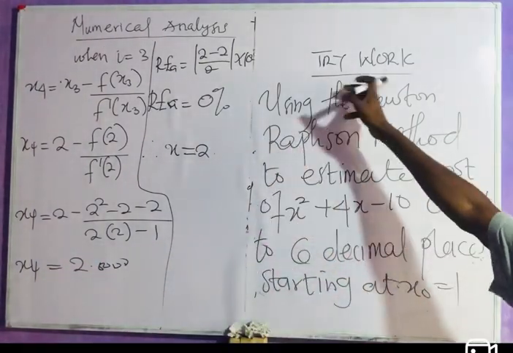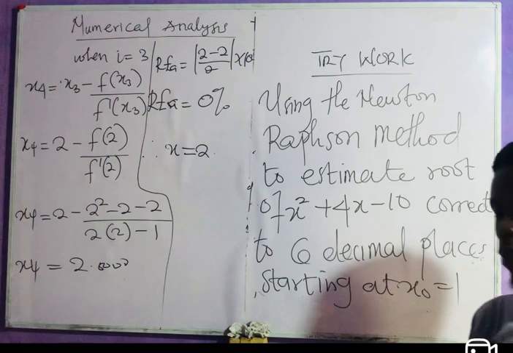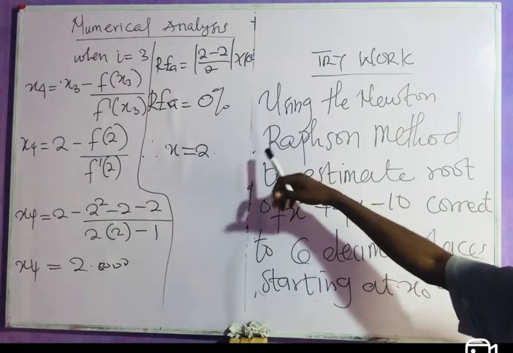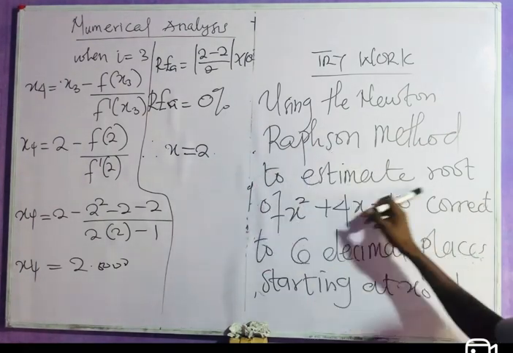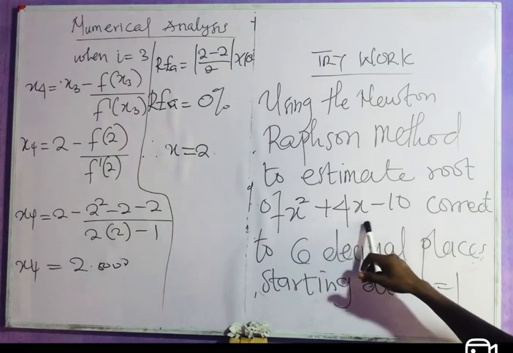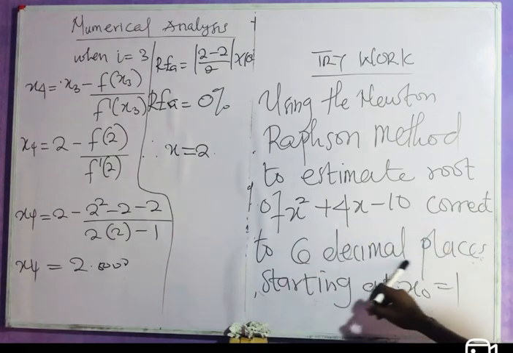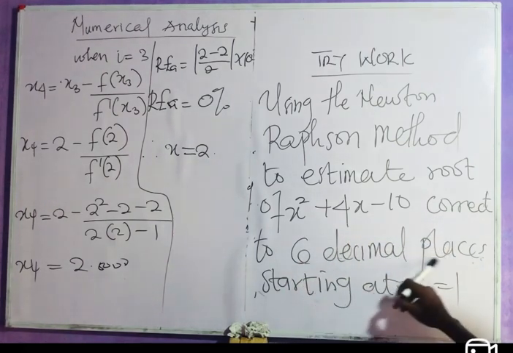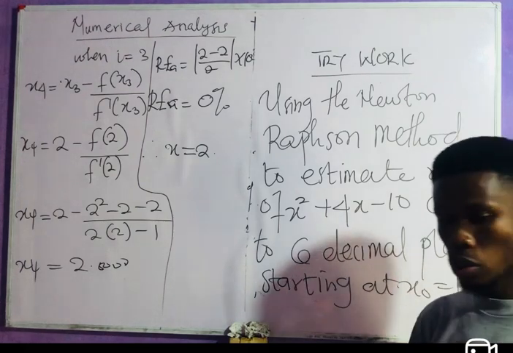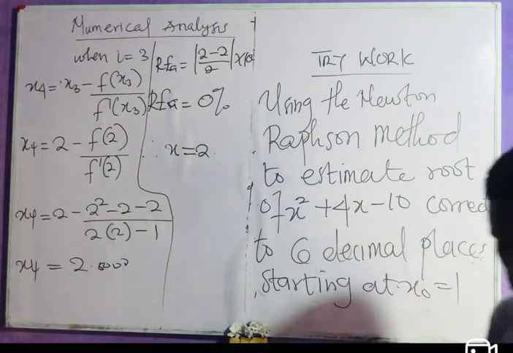Okay, so try working at your leisure time. You can try using the Newton Raphson method to estimate the root of x squared plus 4x minus 10, correct to 6 decimal places, starting at x naught equals 1. So that's the initial guess.